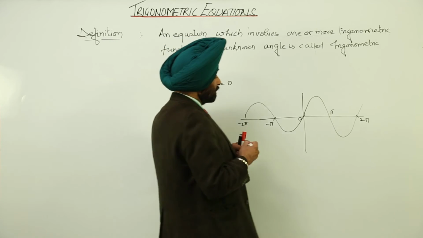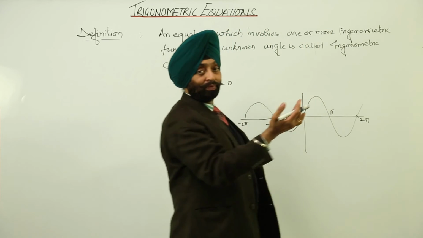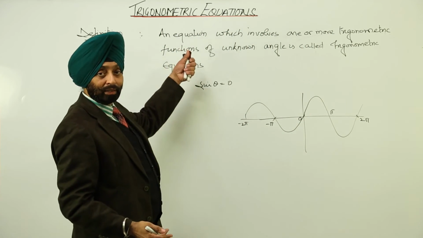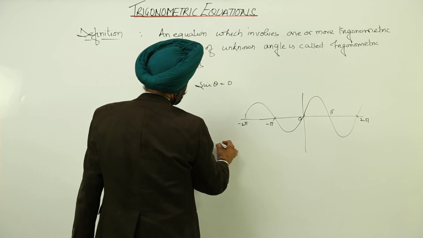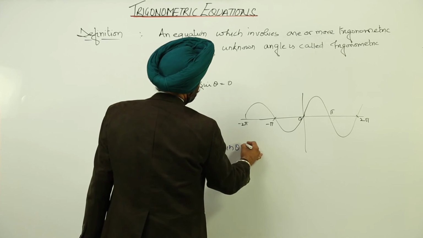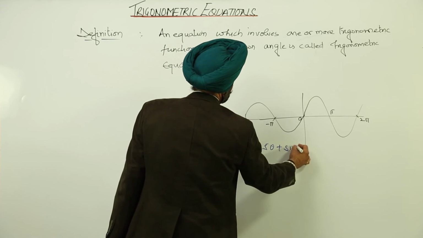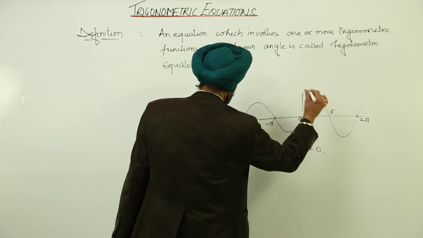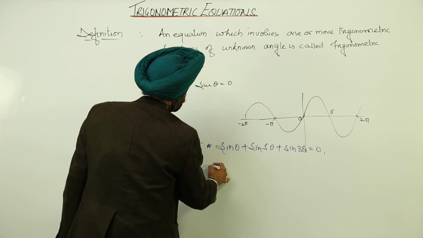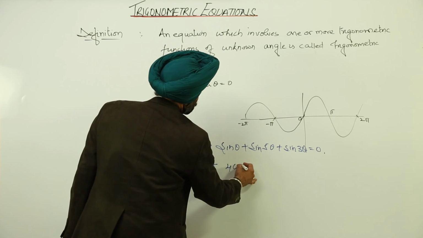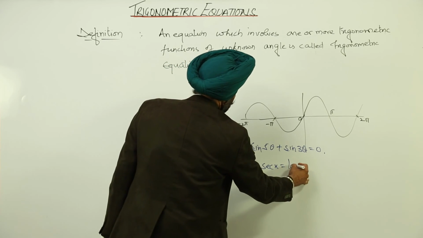Now, if we have one or more trigonometric functions, for example, suppose sin theta plus sin 5 theta plus sin 3 theta is equal to 0. Let this be one example. Another example can be 4 cos x minus 3 sec x is equal to tan x.